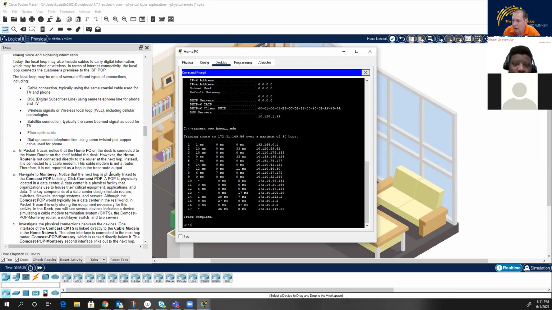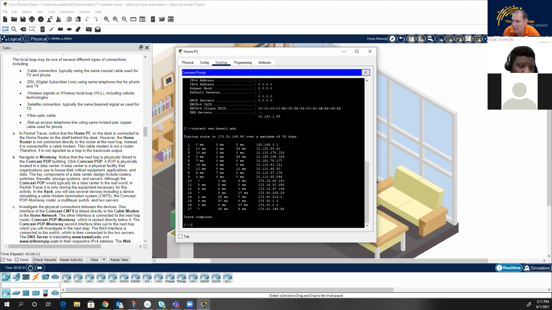And then, really, again, as you're going down through here, it talks about notice home PC is connected to the home router on the shelf behind the desk. However, the home router is not connected directly to the router at the next hop. Instead, it's connected to the cable modem. Cable modem is not a router, therefore it is not shown as a hop in the trace route.